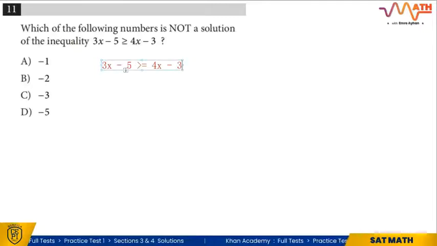Like x on one side. When you send negative 3 to the other side, it's going to be positive. Minus 2 bigger than or equal to x. Or on the other side, x is less than or equal to negative 2.